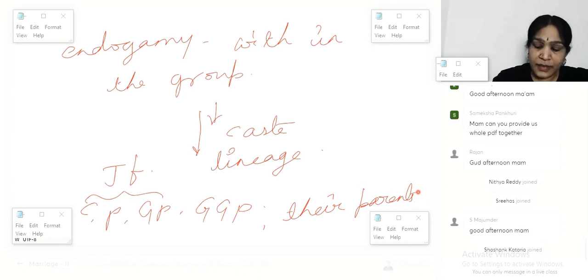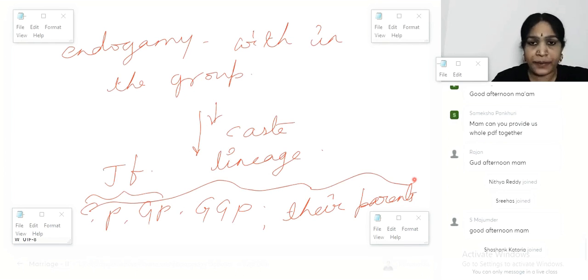Their parents also included means what? Around 4 to 5 generations of people together. People of 4 to 5 generations together can be called a lineage. Lineage is larger than a joint family, same concept, but larger than a joint family. More accurately, what is a lineage? I will teach you only in the kinship chapter.